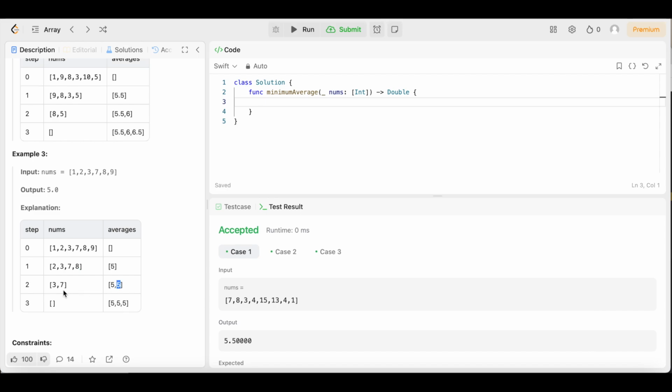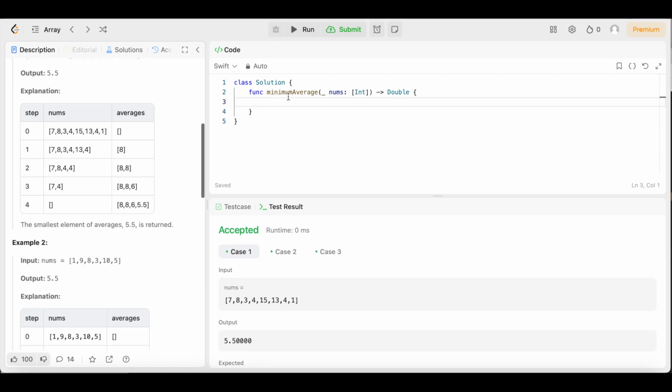Boom. Then we take the 3 and the 7. Those are the last two integers. 3 plus 7 is 10. 10 divided by 2 is 5. So in this case, every element in averages is 5. Thus, the smallest would be 5, which is why the output is 5.